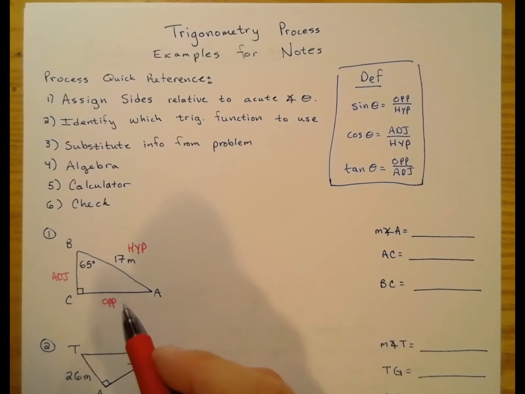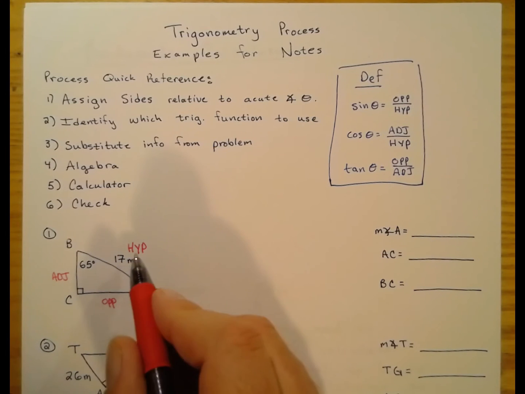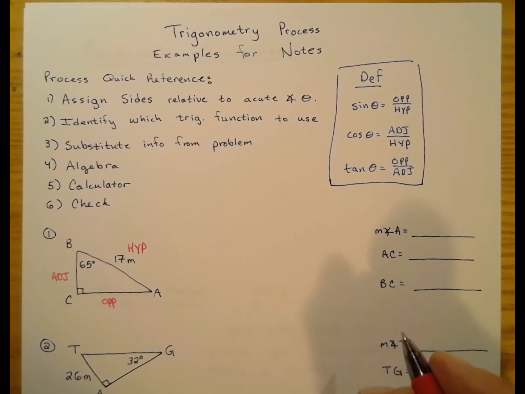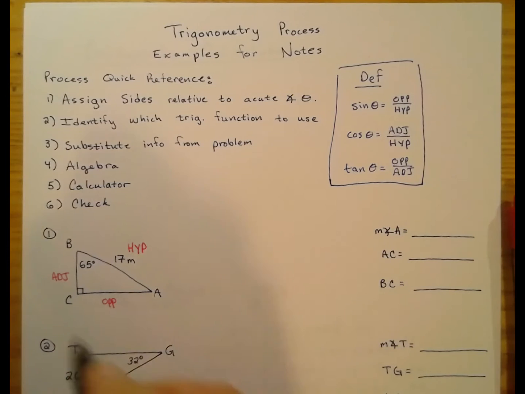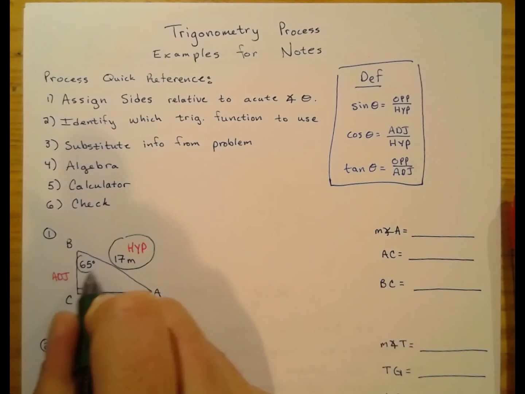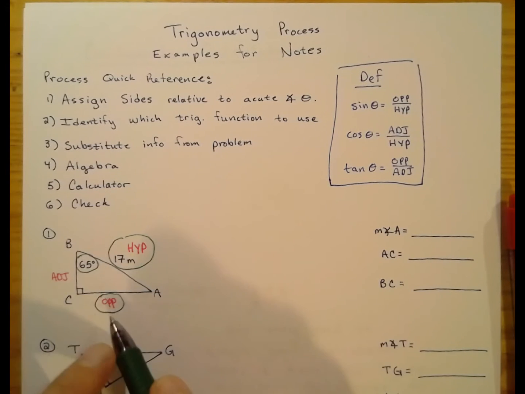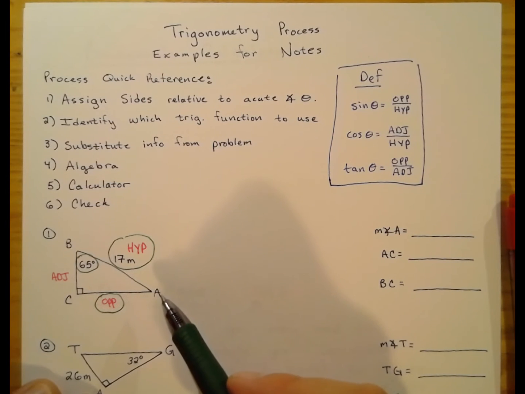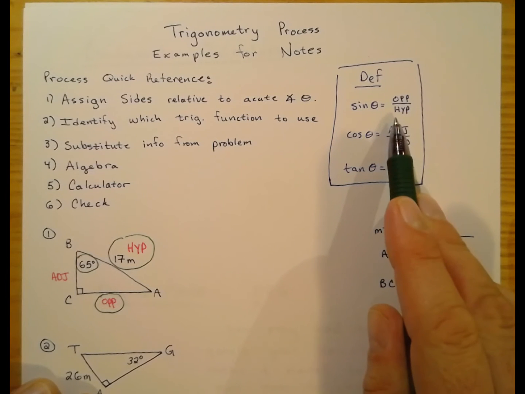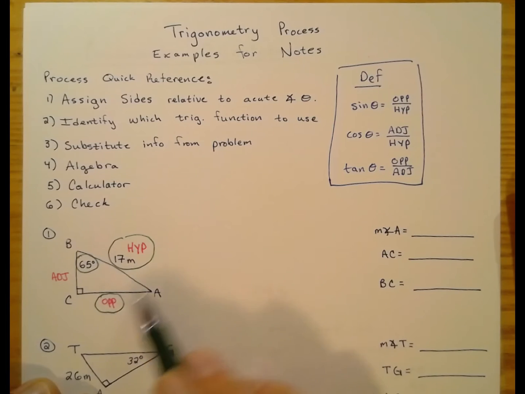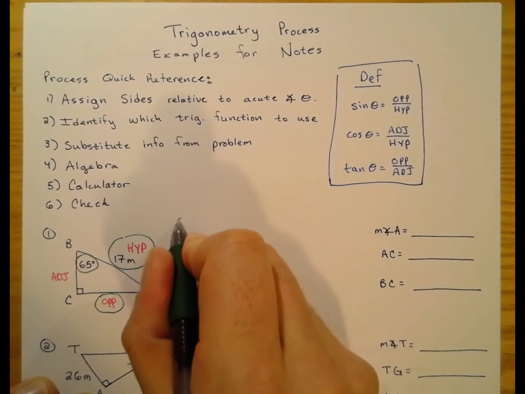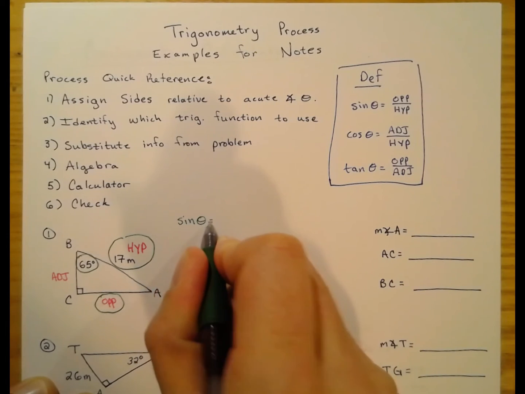Step 2 now is to take a look at what I know and what I'm trying to solve for. So I'll solve for AC first. I'm looking for this side, and I know this side, and I know this angle. So you know 2 things, and 1 thing you don't know. And it looks like opposite and hypotenuse, that is sine. So in step 2, we figure out which one of the trig functions we're going to use, and now we realize it's going to be sine. We'll just write that definition down.